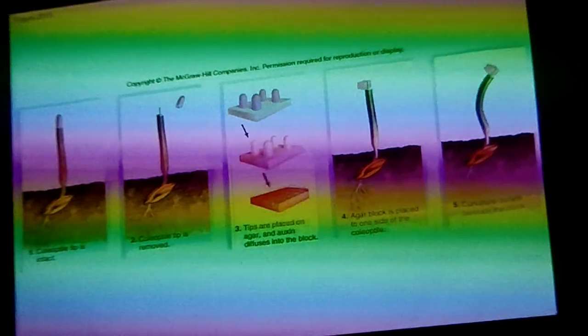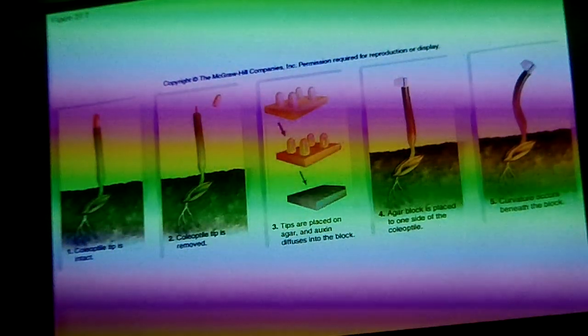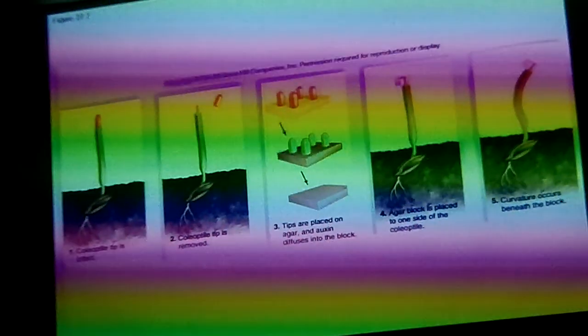That's an example of a nastic movement, though. The dropping and the closing of the leaves. It's not in any particular direction. It's just some reaction.